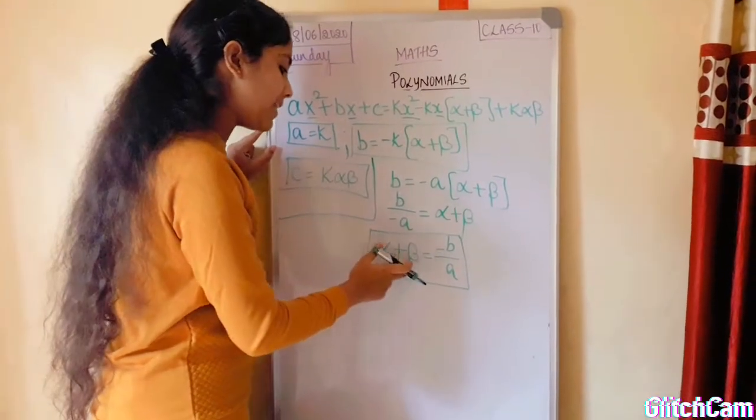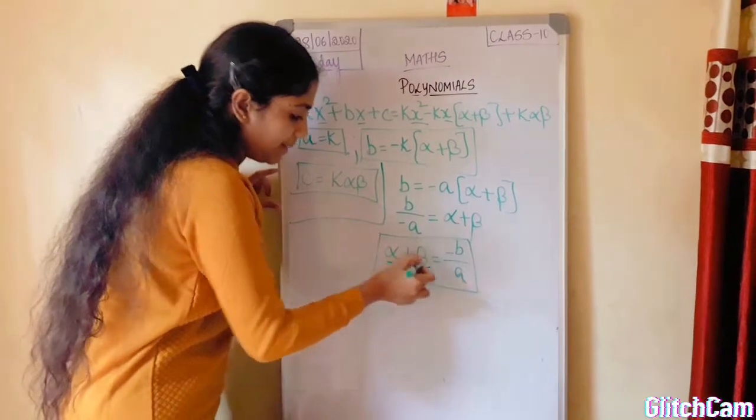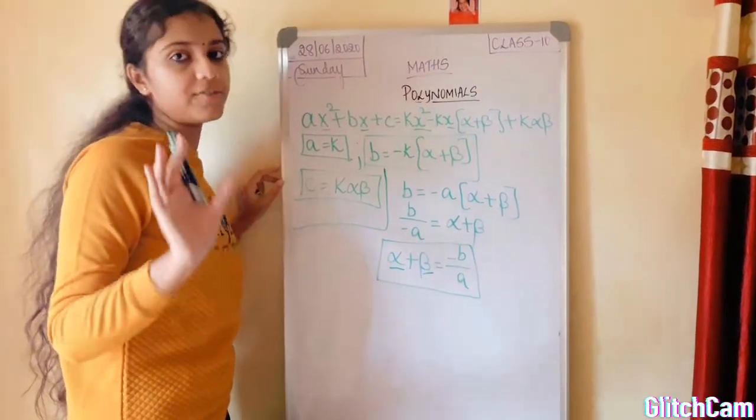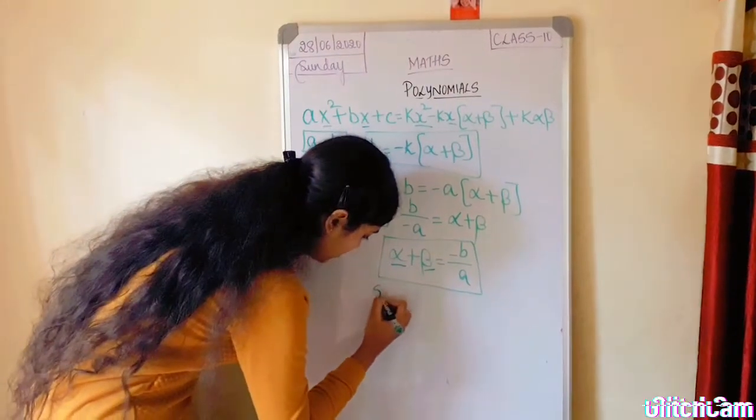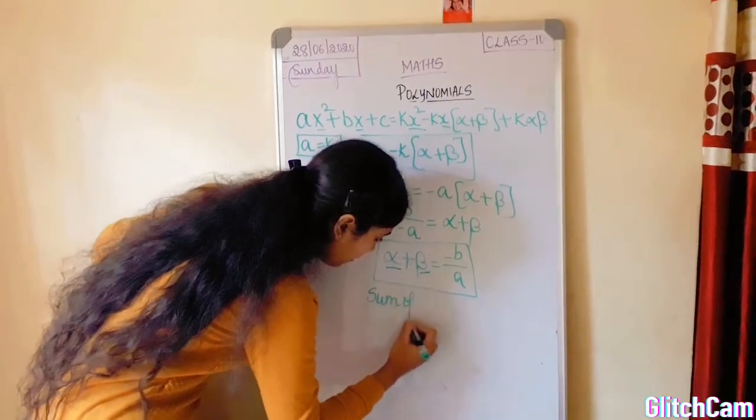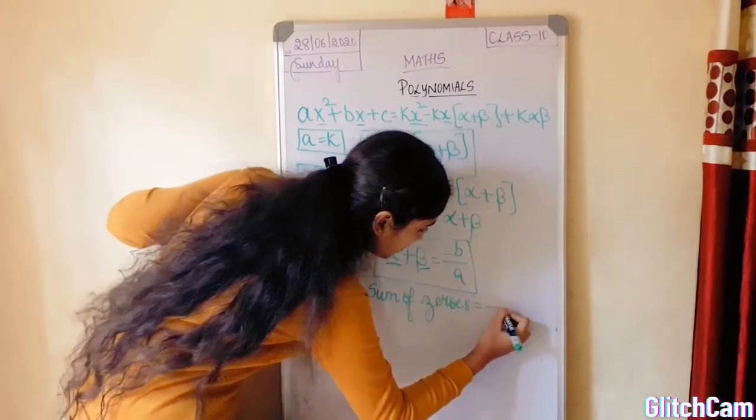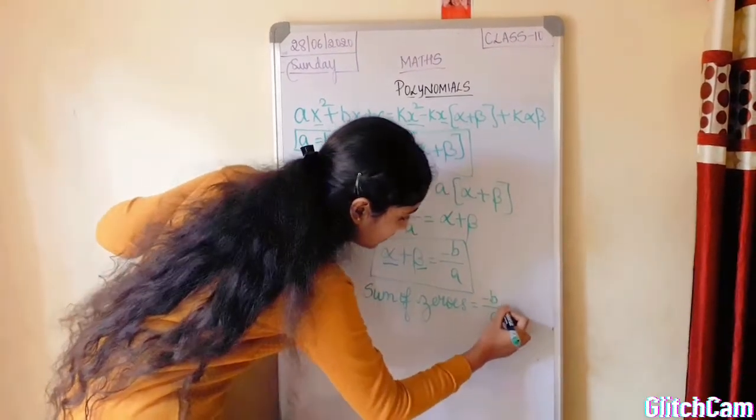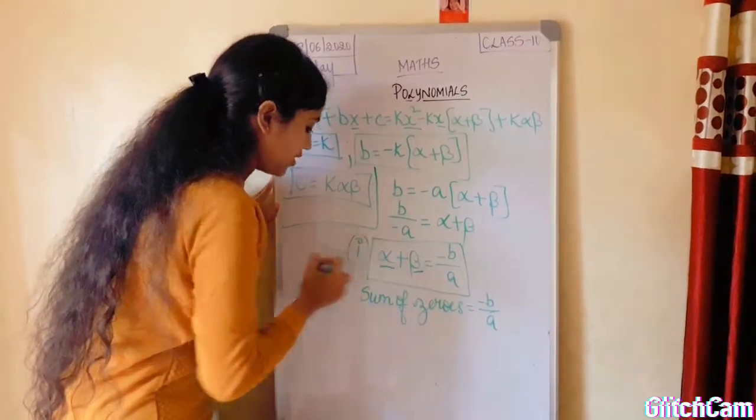Now alpha plus beta, alpha and beta, these two are the zeros, and the addition, so sum of zeros is equal to minus b by a. Sum of zeros is equal to minus b by a. So this is our first relationship.